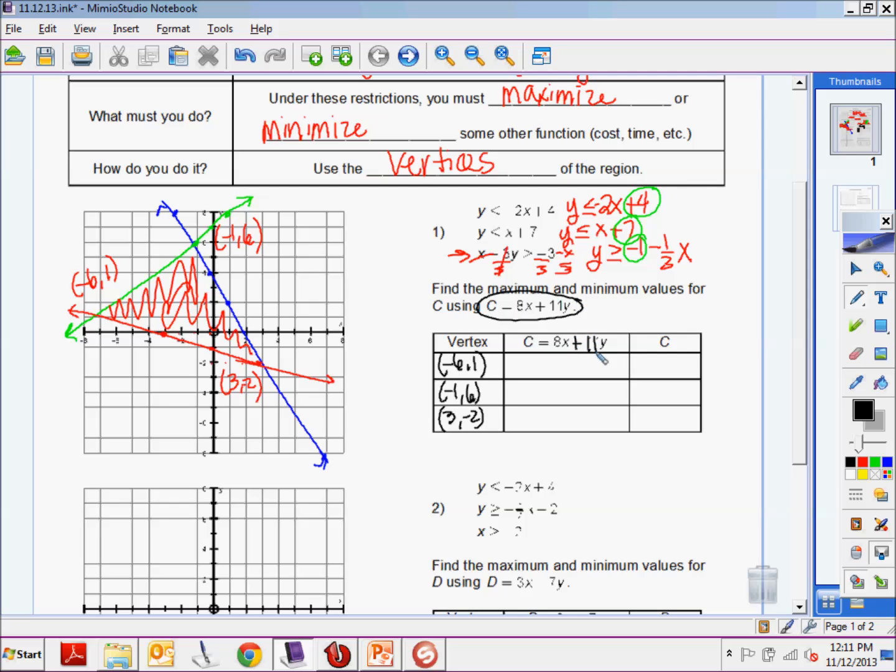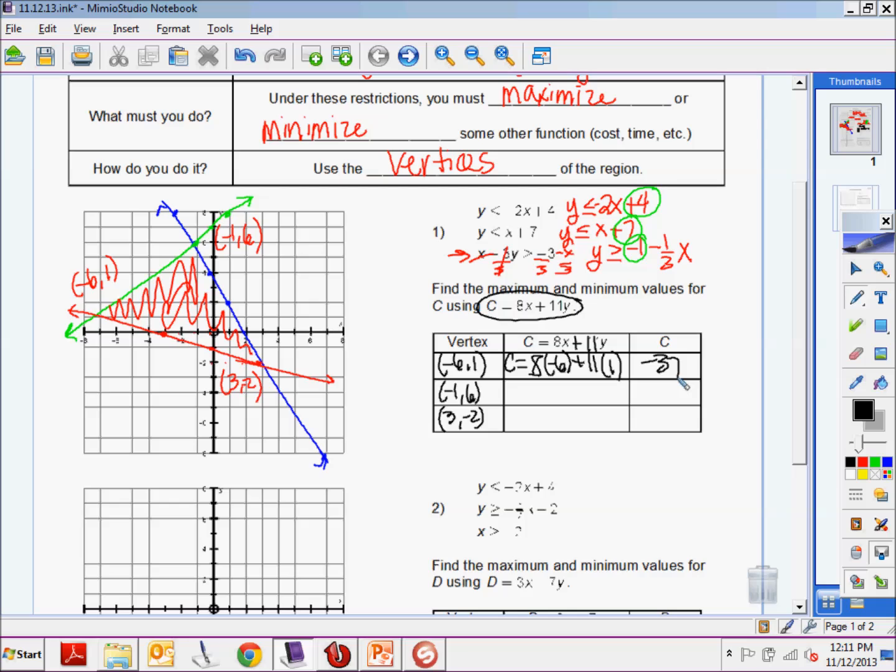Plus 11y. Well, now I know my vertices, so I know where this is possible. So wherever x is, I'm going to plug in the x values. Wherever y is in that function, I'm going to plug in the y values. So here, C would equal 8 times -6 plus 11 times 1. And what would I get as an output? -37. Yeah.